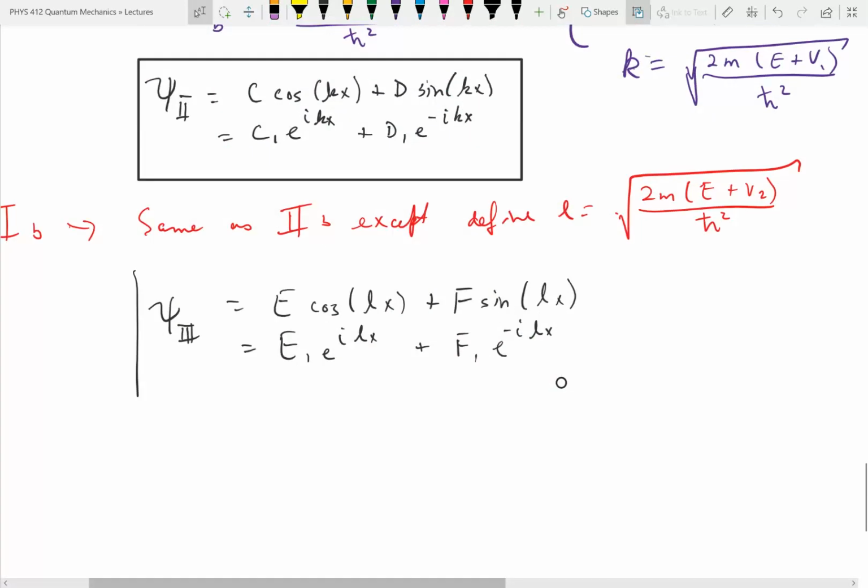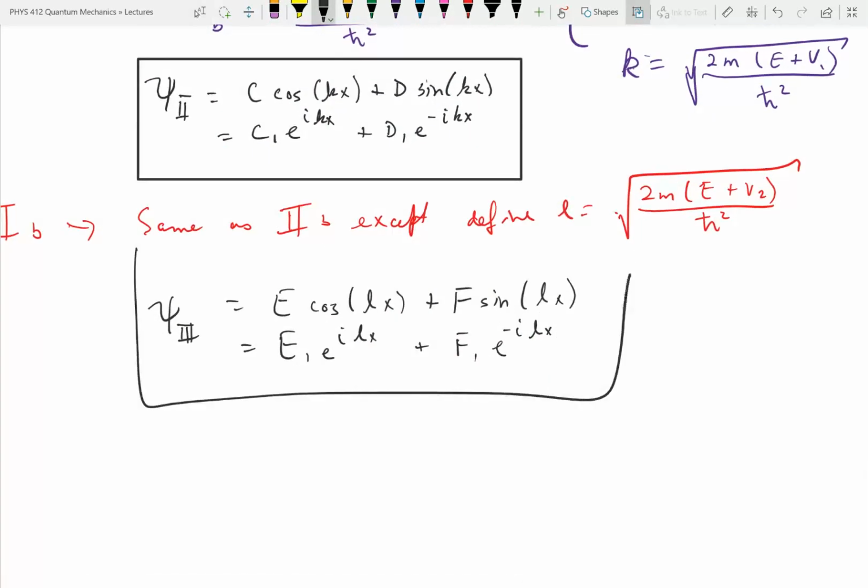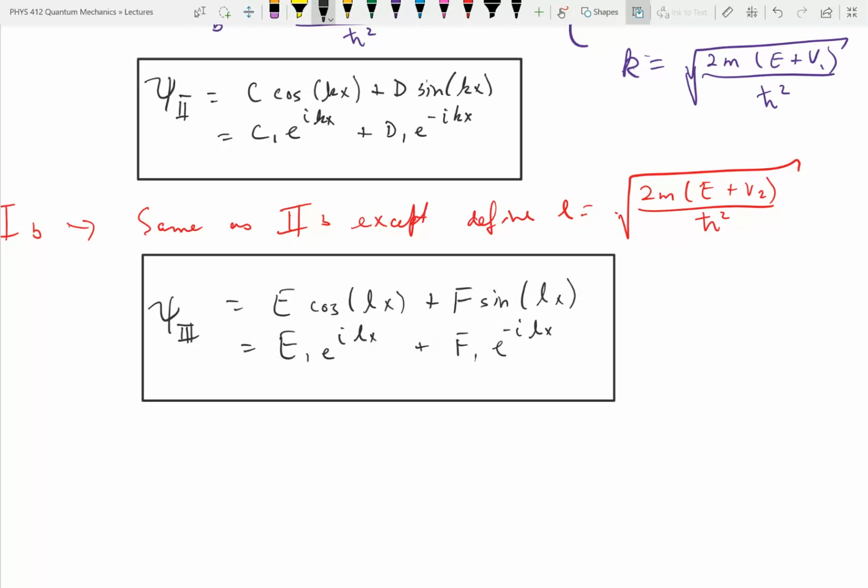So we have now found, I can't scroll well. That may not be a revelation though. We found our solution in each of the 4 regions.